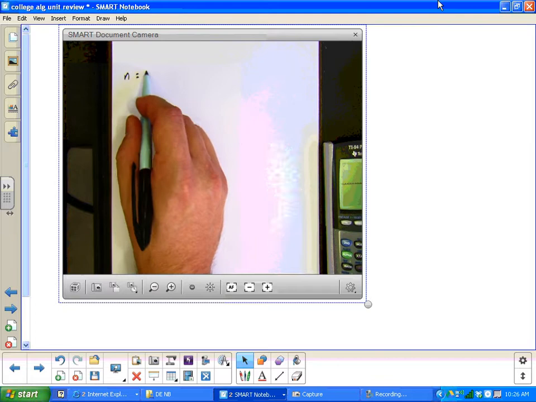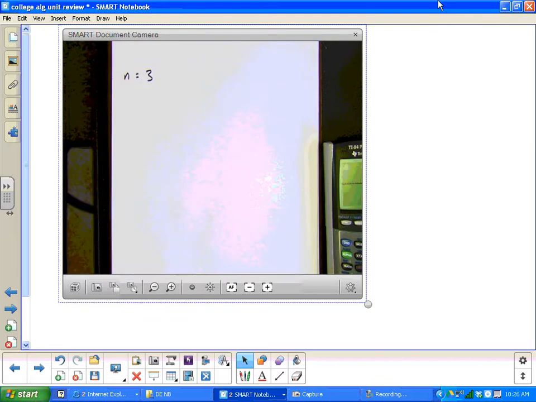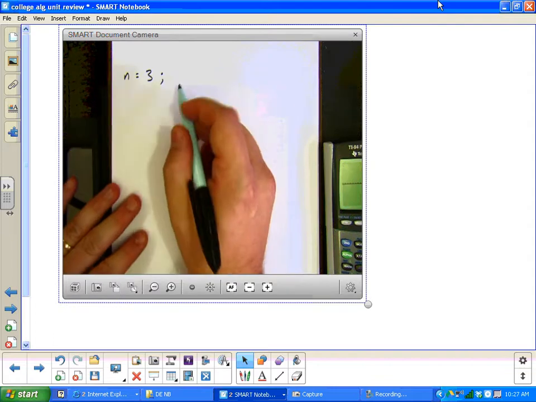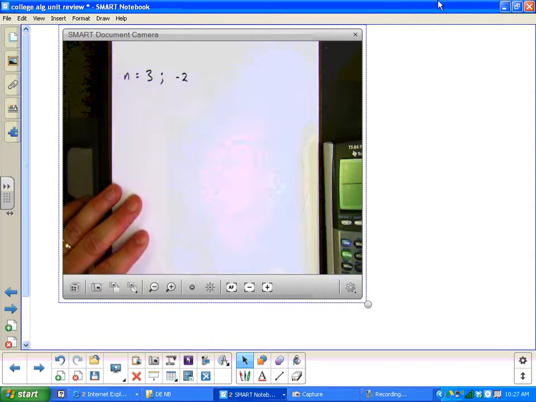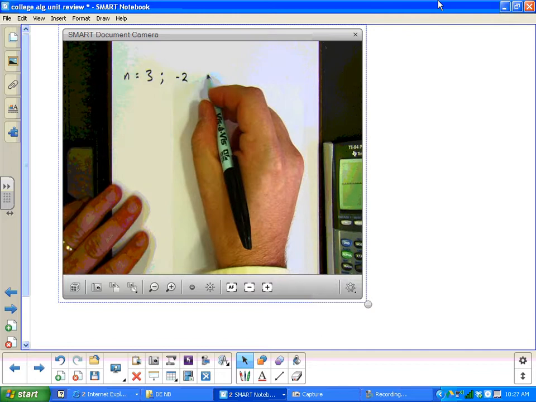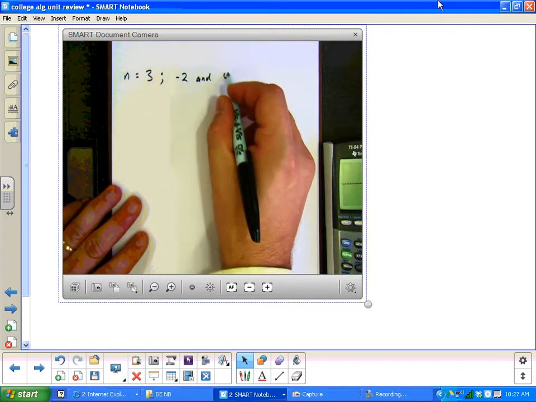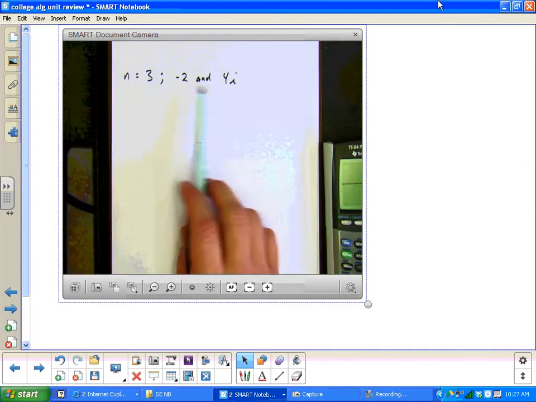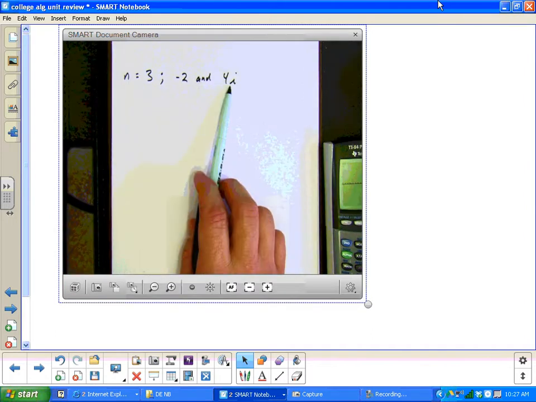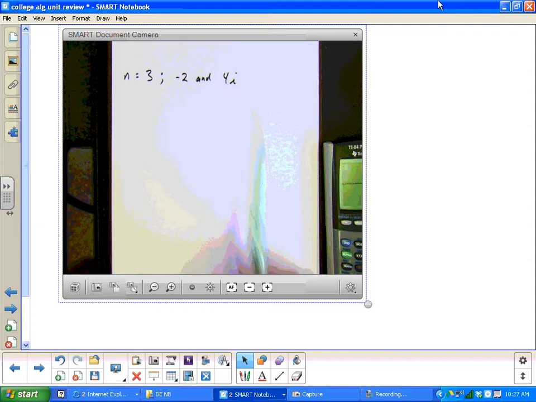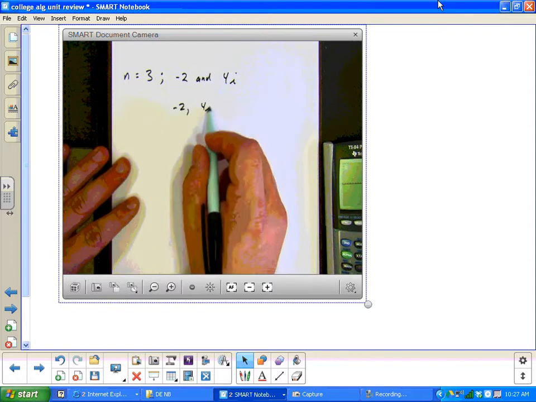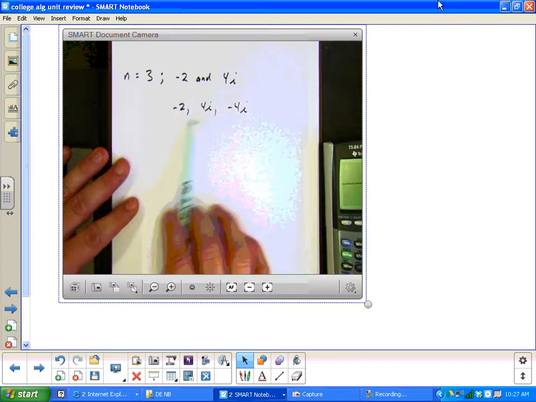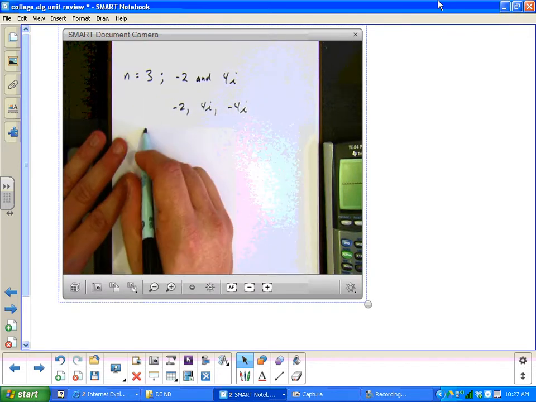All right. Let's say the degree of the polynomial is 3. And let's say that we have zeros of negative 2 and 4i. Okay. So if we have negative 2 and 4i, that means we would also have negative 4i. I like to write them out: negative 2, 4i, and negative 4i. Y'all don't have to write that out. Now let's do our polynomial.